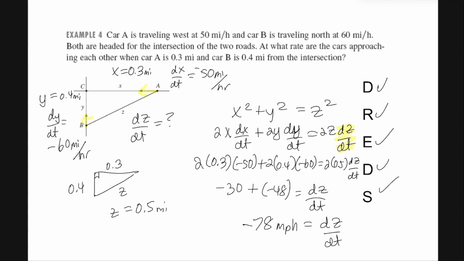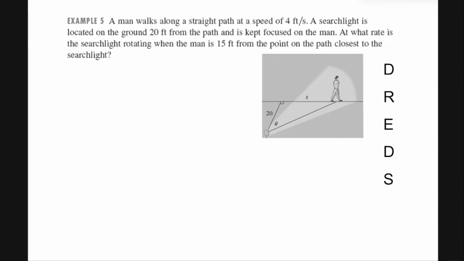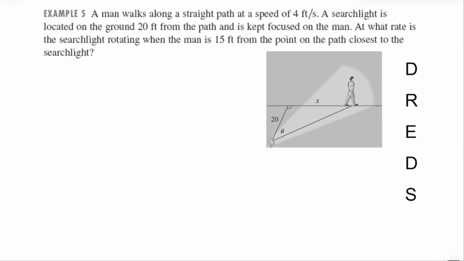Now the next one that we're going to do has some trig in it. Doesn't that sound so nice? Okay, let's do a trig one. It says, a man walks along a straight path at a speed of 4 feet per second. So first, we are going to draw a little triangle, okay? He's going this direction at a speed of 4 feet per second.